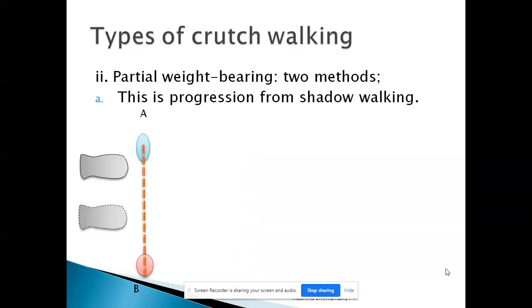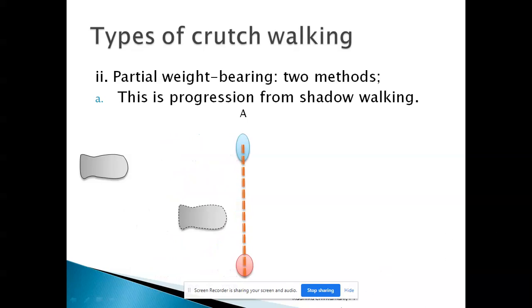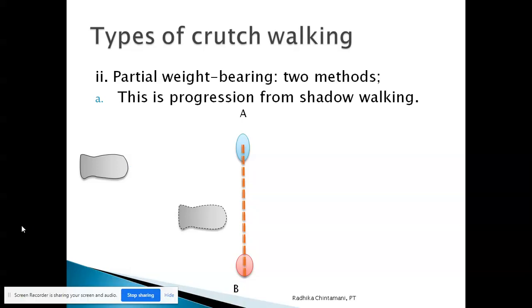So now, can someone think of it? I'll just give you a minute. Can someone think of why initially the affected leg was taken along with the crutch, and why the unaffected leg was kept behind? Why can't we reverse this? Why can't the good leg be taken in front and the bad leg put behind? I'll give a minute so that you can think about it. What is the reason why the bad leg is taken along with the crutch, whereas the good leg is still lying behind?